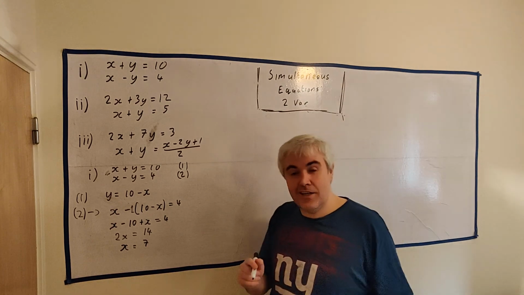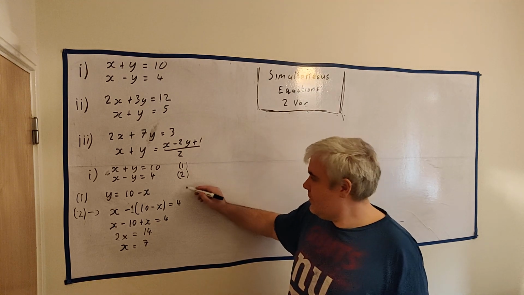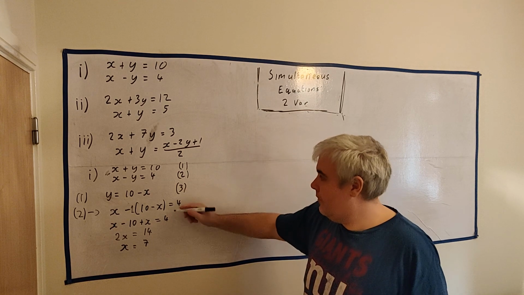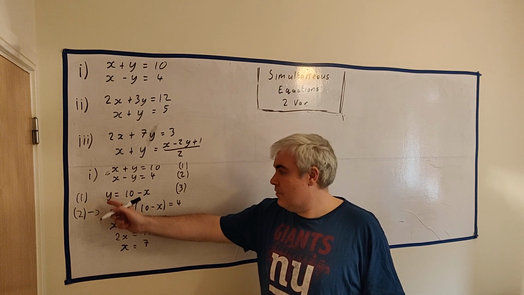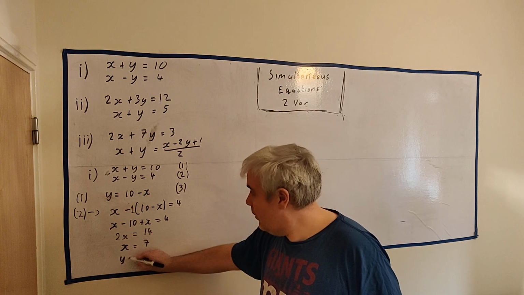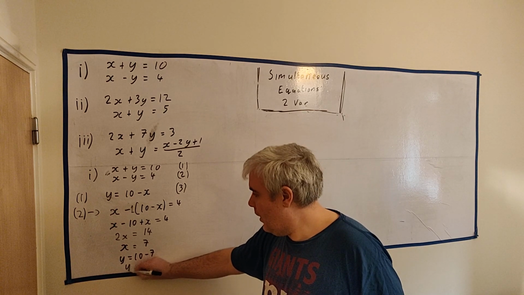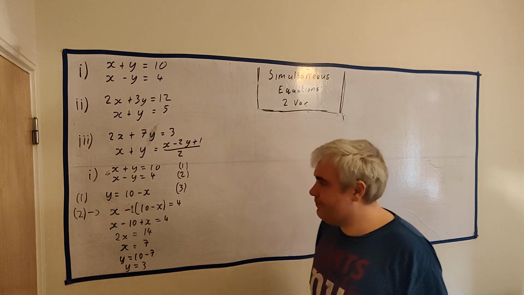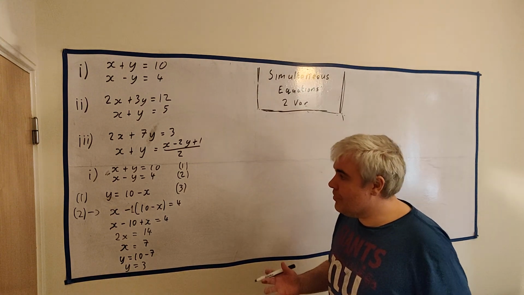But luckily, this method speeds up something. We can use this equation, let's call it 3. Y equals 10 minus x. I already know what x equals. Y is equal to 10 minus 7. Y is equal to 3. And we're done. That is the substitution method.